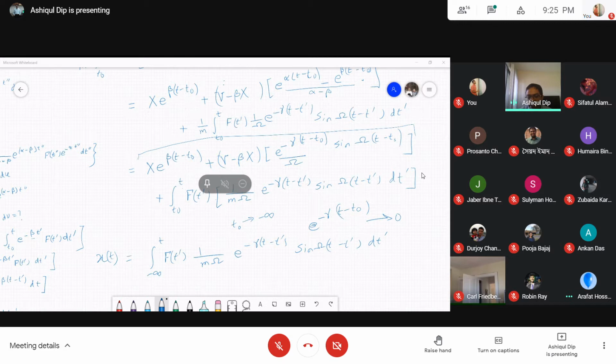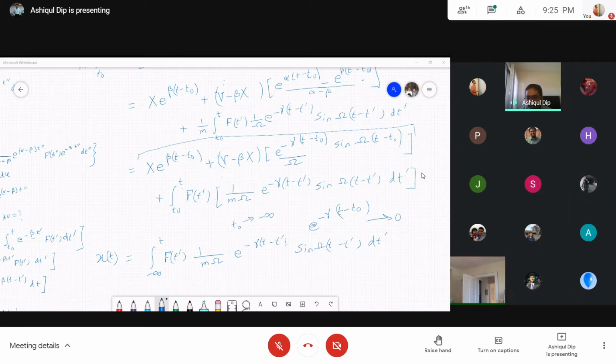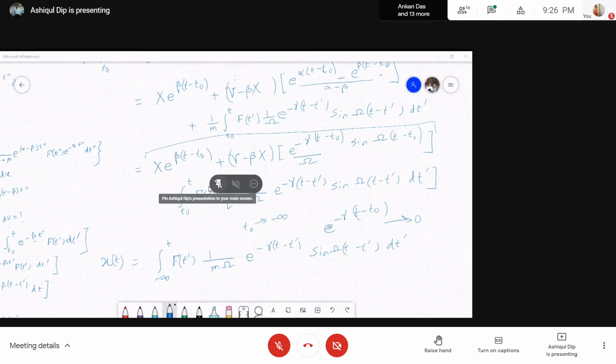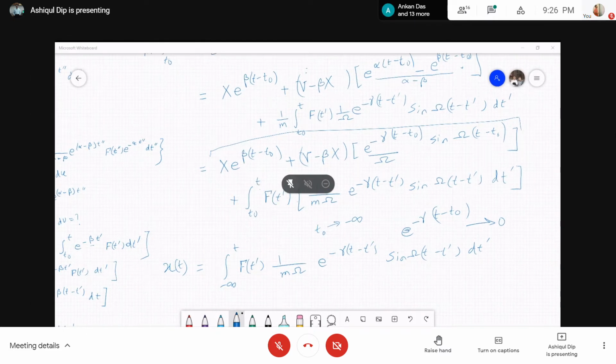So any initial data you give at t equals t0 time, that's actually a consequence of those forces you have applied so far on that particle before that t equals t0 time.